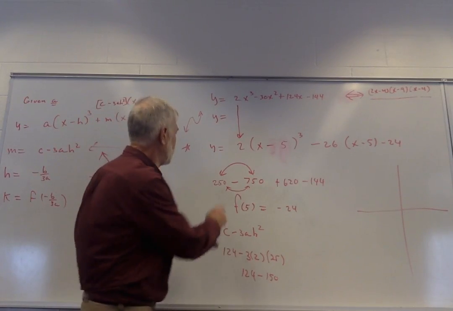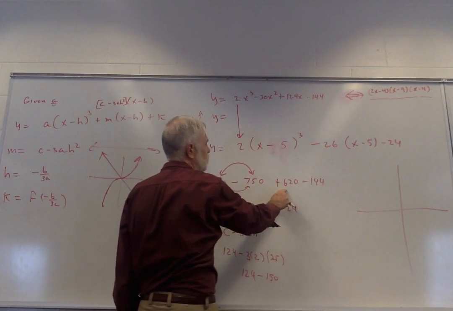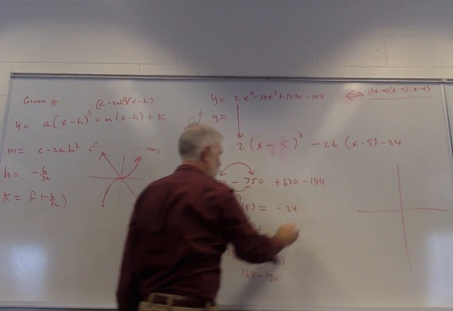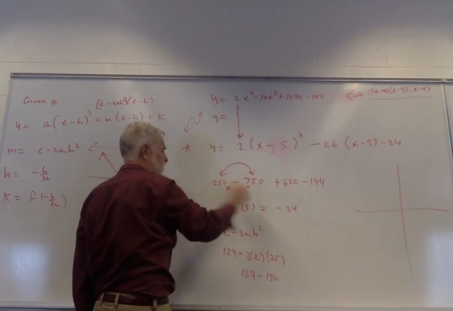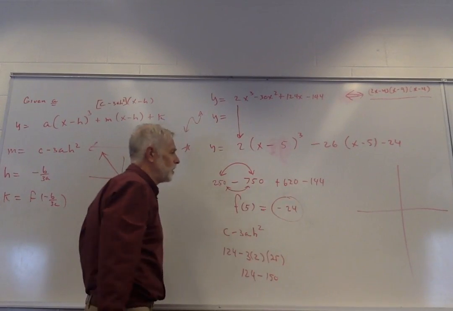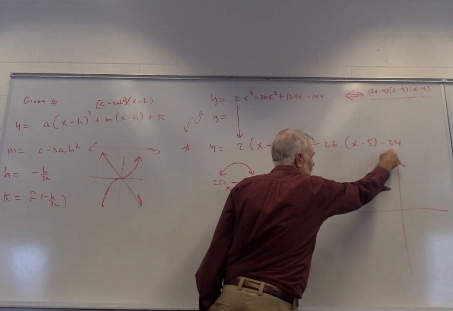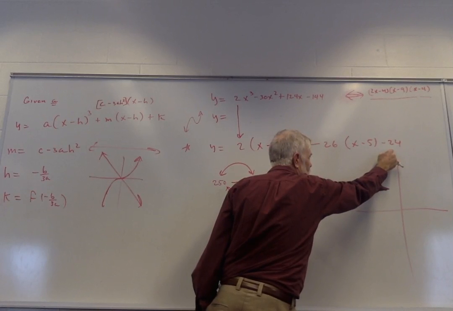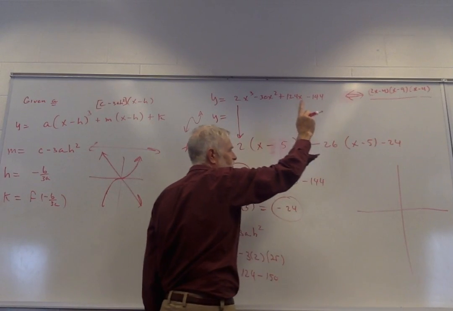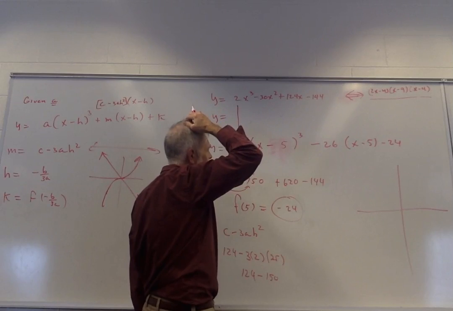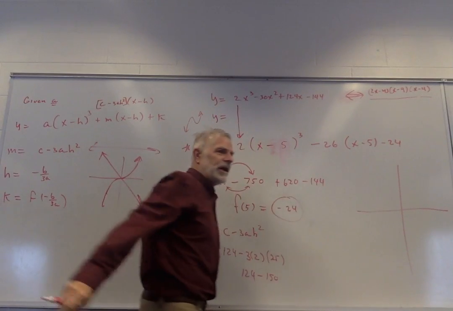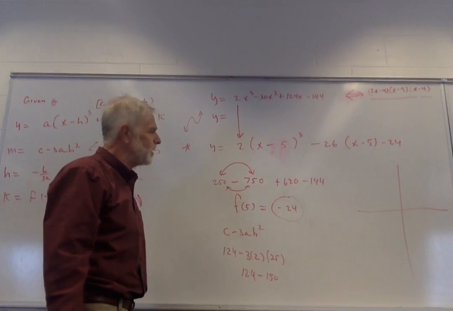And then plugging in 5 to 124 gave us 620, and then minus 144. So f of 5, this function evaluated at 5, was negative 24. So that's the y value of the point of inflection. So we now know that 5, negative 24 is the point of inflection, and we know that it's decreasing at a 26-to-1 ratio at that instant.